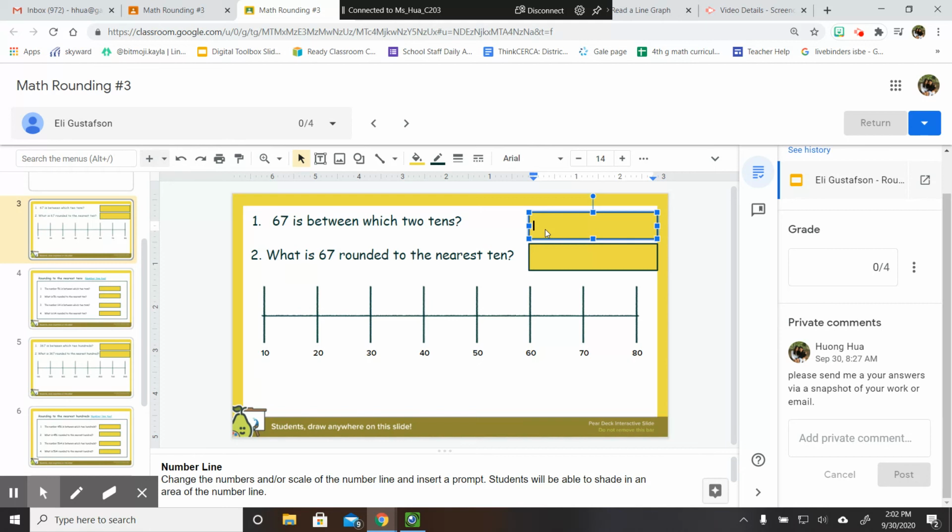Oh, it's good to see you. Okay, so Eli, ready? 67 is between which 2 tens? Go, tell me and I'll type it in for you right now. One second. Which slide are we on? Number 3. All right. DJ. 67 is between 60 and 70. Okay.